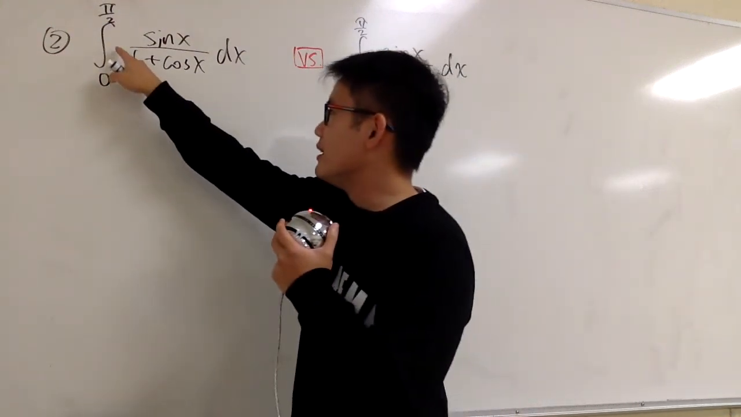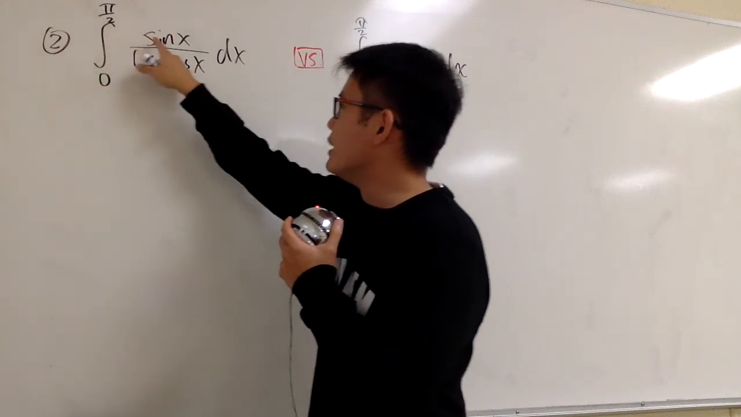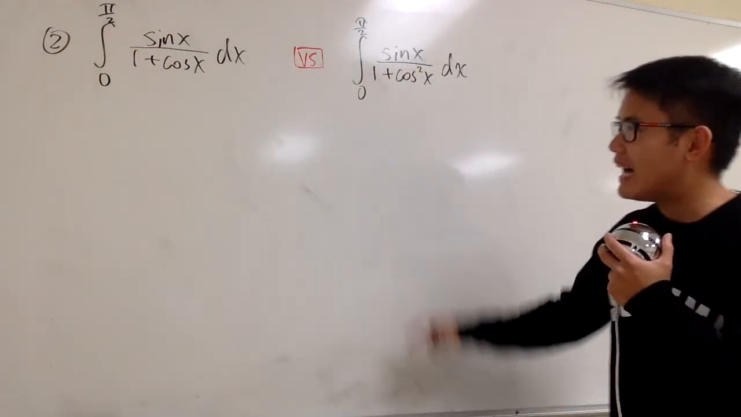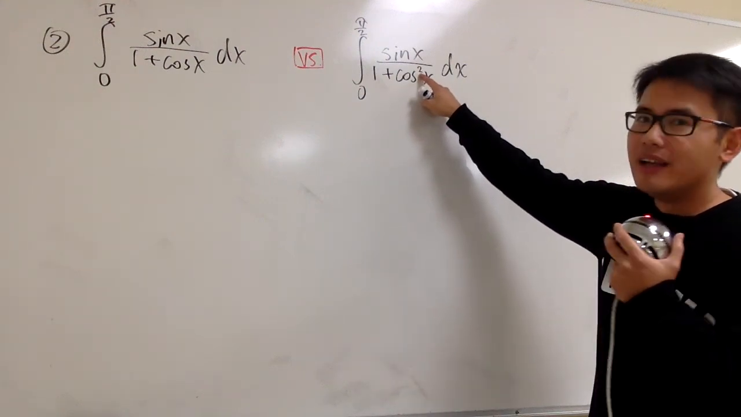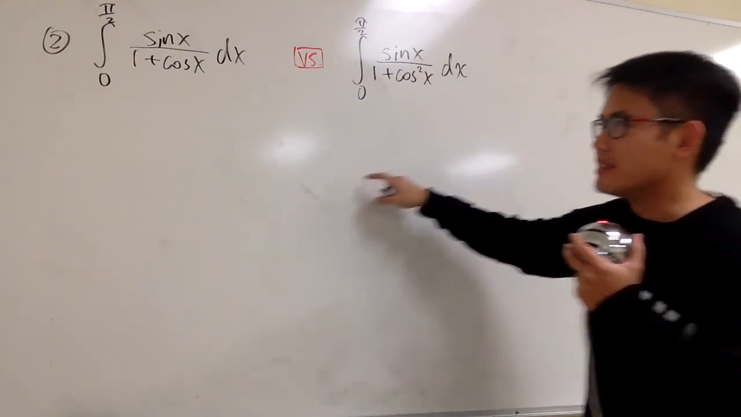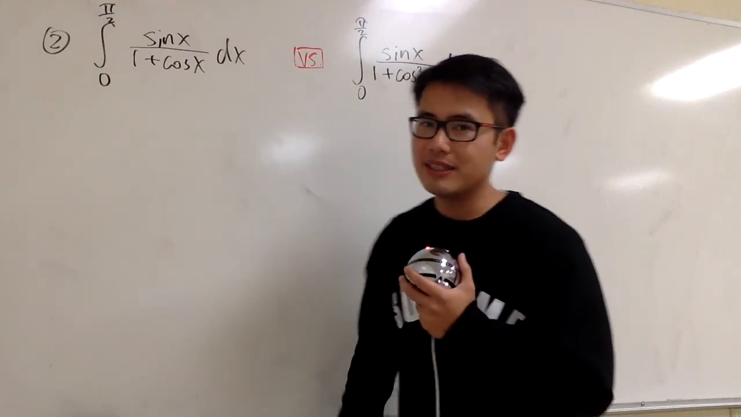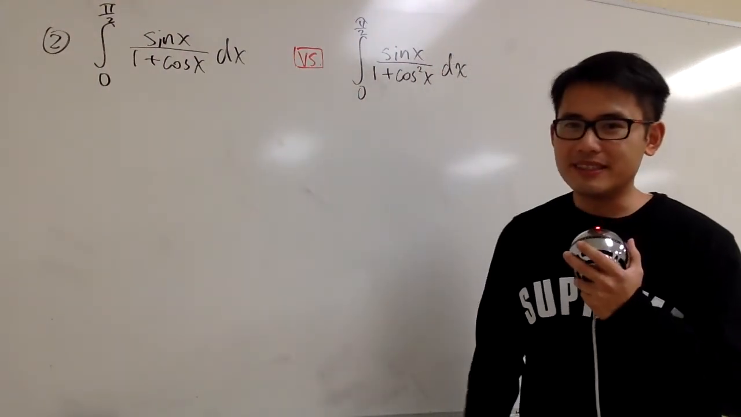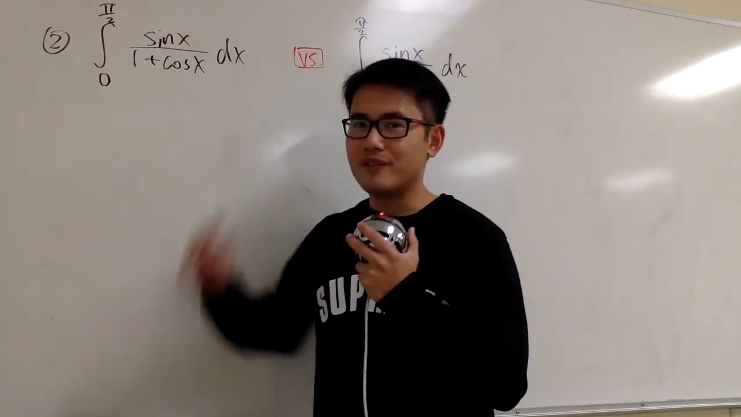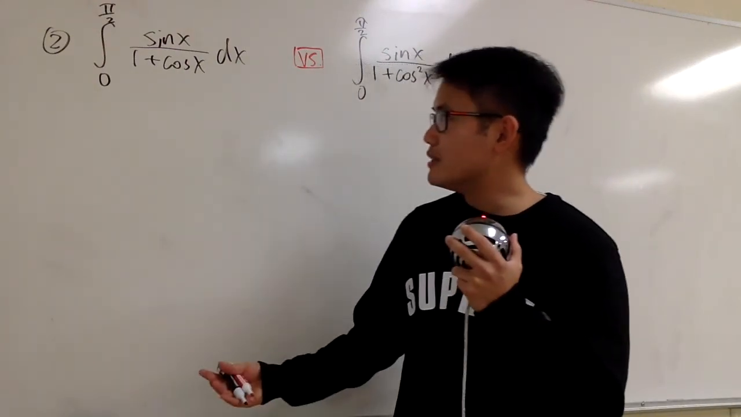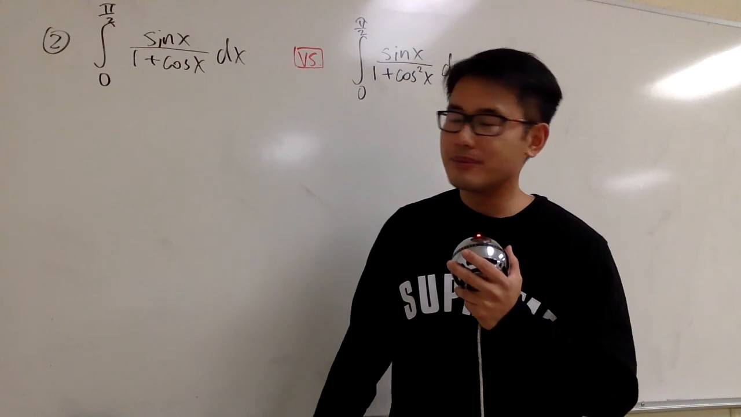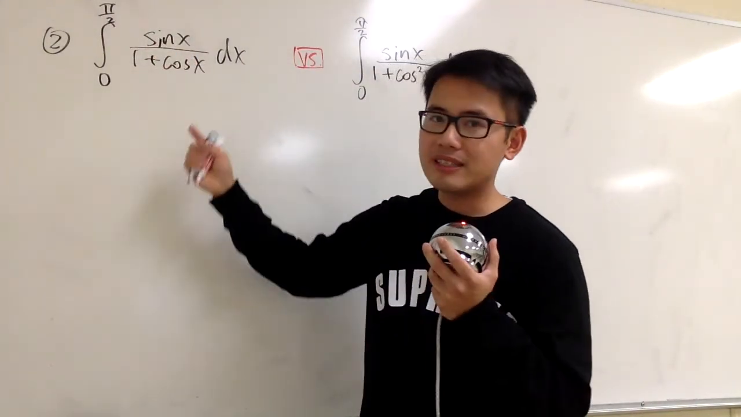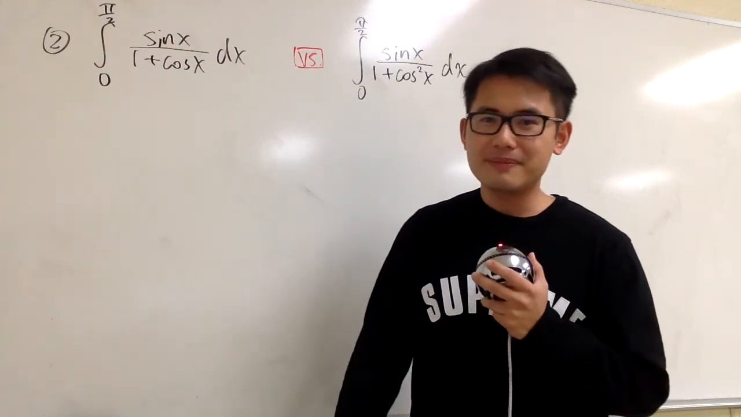The first one is the integral from 0 to pi over 2 of sine x over 1 plus cosine x dx. And then for the second one, we have a square right here. This is cosine square x instead of cosine to the first power x. And everything else stays the same. So you see, they look so similar, isn't it? But we'll look at this one first. And the first question is, what should we choose to be the u? It seems that we can let u be equal to sine x, or maybe cosine x, or maybe something else, right?